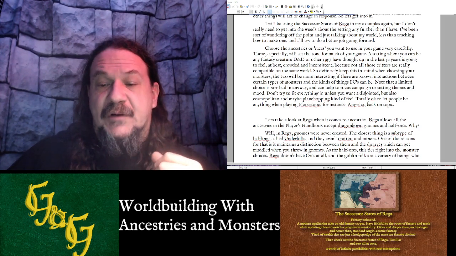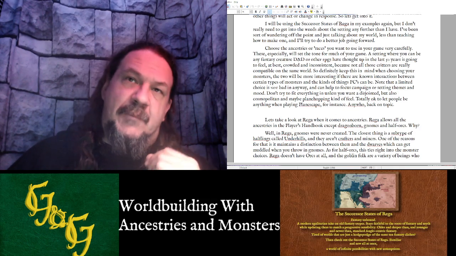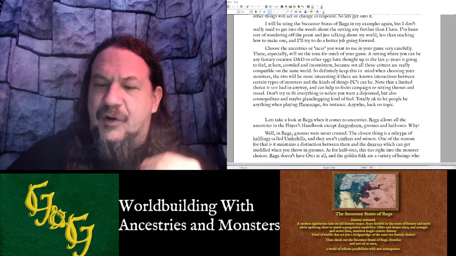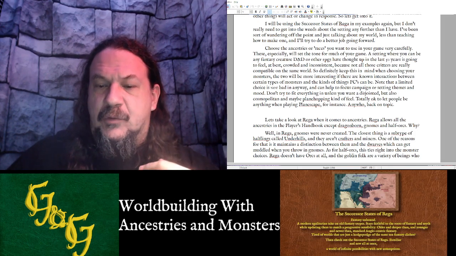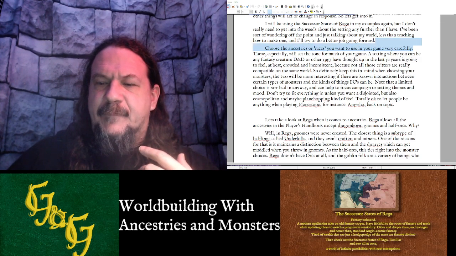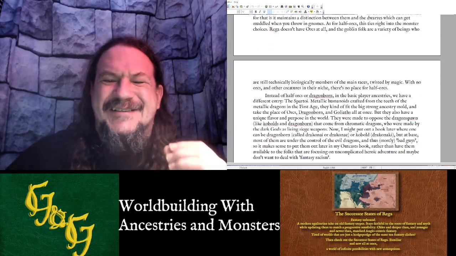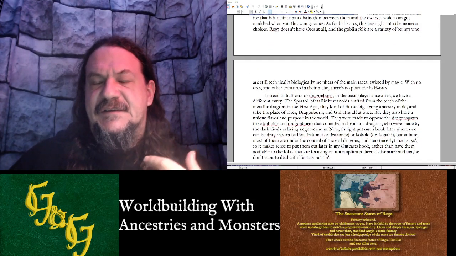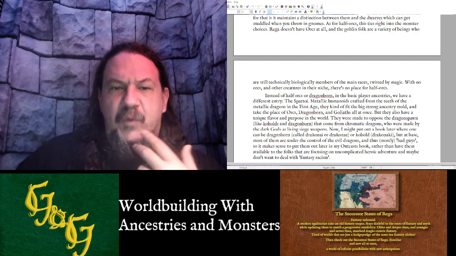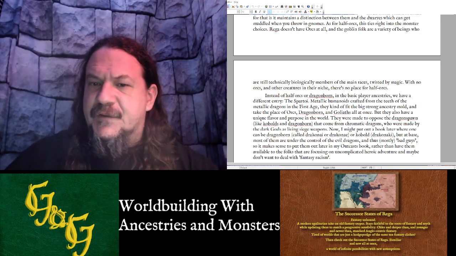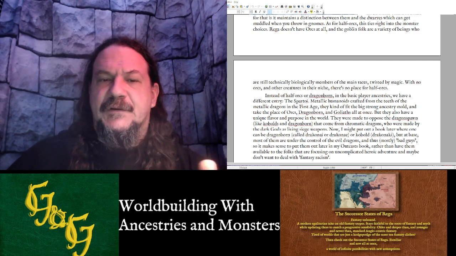As for half-orcs, this actually ties right into the monster choices. Rhaegar doesn't have orcs at all, and the goblin folk, or koboloi, are a variety of beings who are still technically biologically members of the main species, twisted by magic. With no orcs and other creatures in their niche, there's no place for half-orcs.